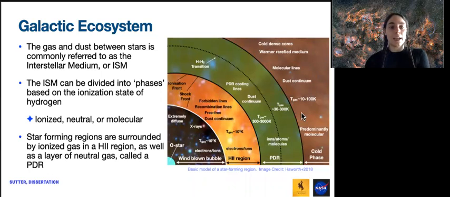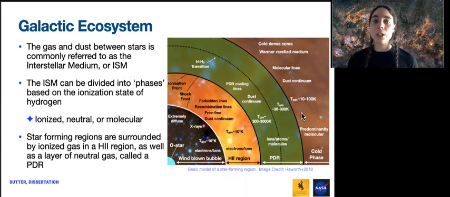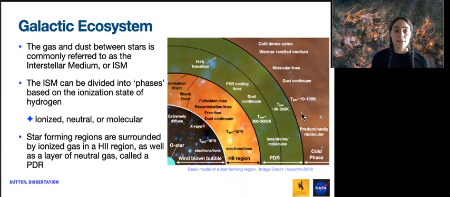We can take the ISM and we can further divide it into different phases based on the ionization state of hydrogen in that phase. So hydrogen is the most prevalent element in the universe, so it's a good way to gauge the different conditions inside of a galaxy based on what hydrogen is doing. So we have ionized phases of gas where hydrogen, that proton and electron, have been ionized, so we have just free protons and electrons flying around.